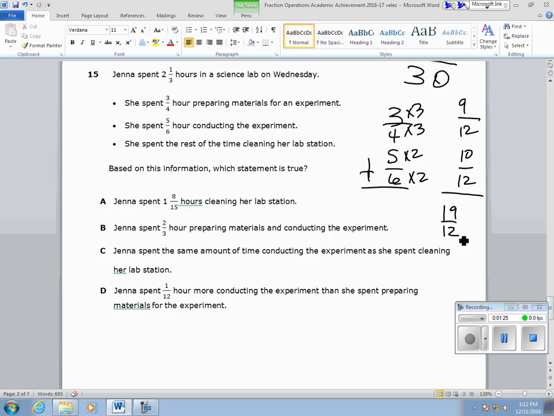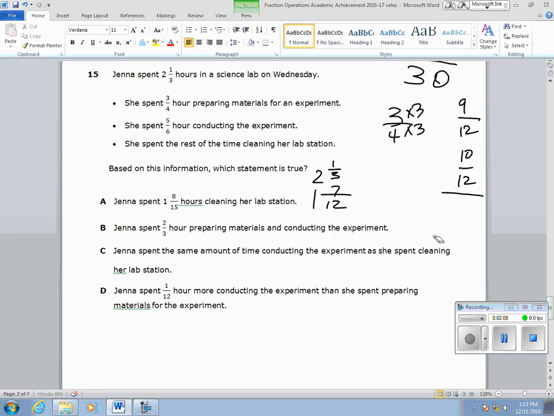We know that that's an improper fraction, therefore we need to ask ourselves, 12 goes into 19 one time, and then when you subtract those, you get 7 over 12. So that's the total amount that she spent for materials and for conducting the experiment. So we know that 1 7/12, if we take that away from the 2 1/3, is going to give us the actual answer. So let's do that here, and then we'll erase so we can figure out this one answer choice. We're going to do 2 1/3, and take away 1 7/12. So let's erase this so we have room.